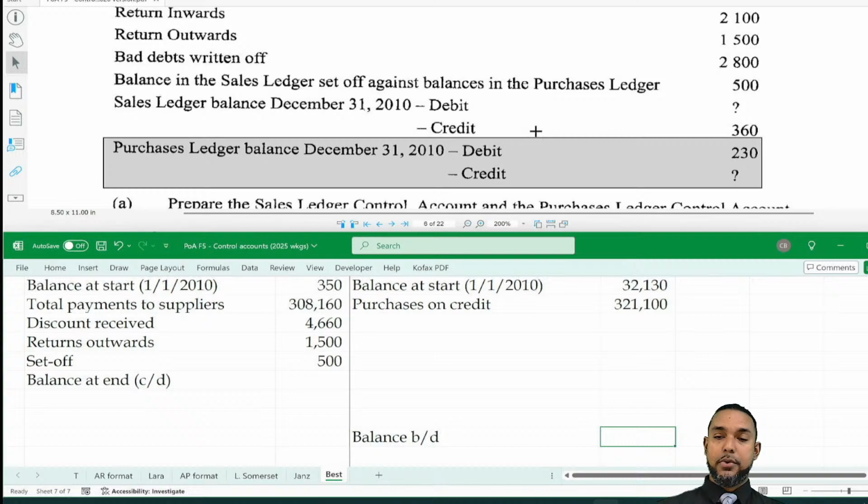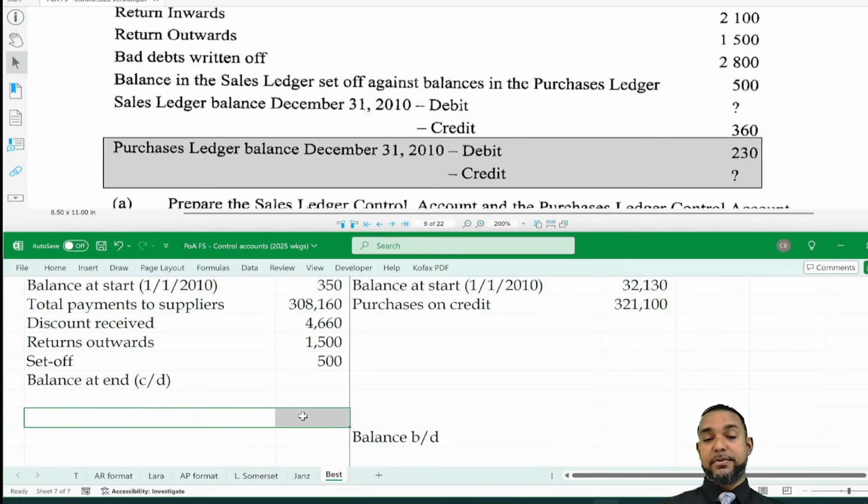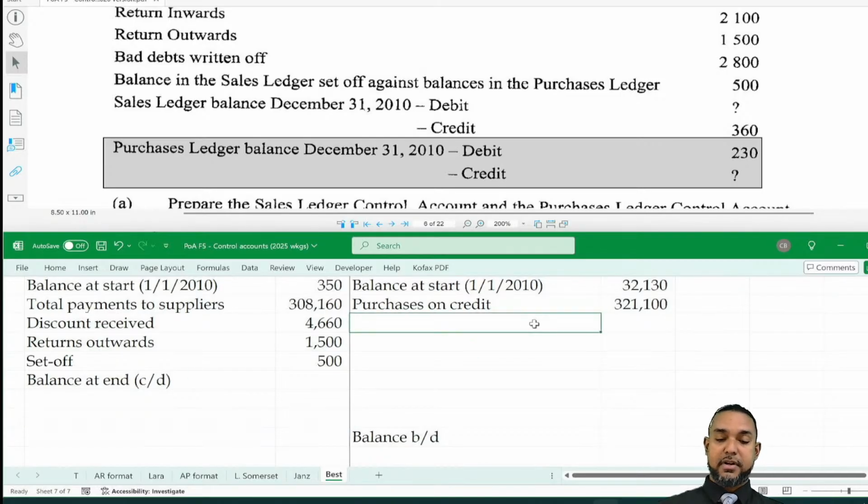Right. And then the closing debit balance is 230. So that's going to be brought down on this side here. But of course, before it can be brought down on the debit side, it has to be carried on the credit side. 230.